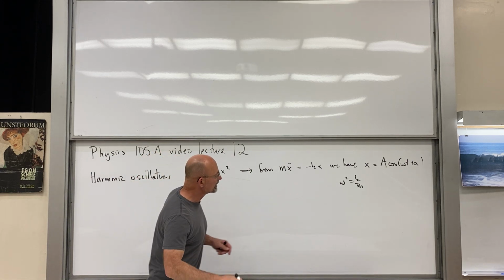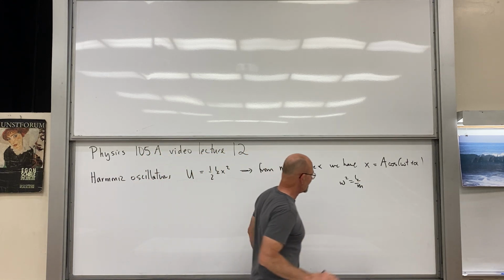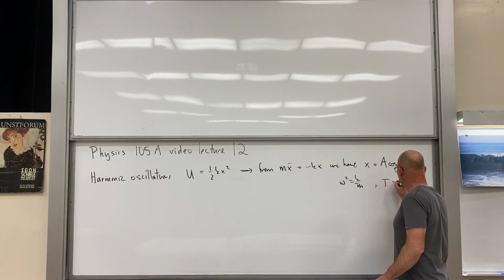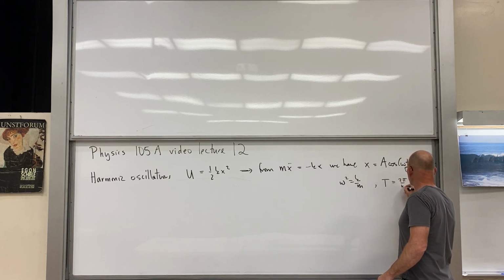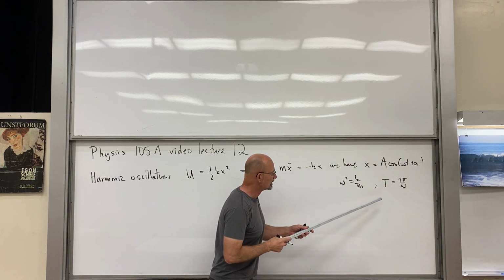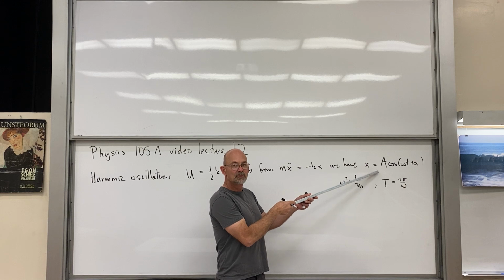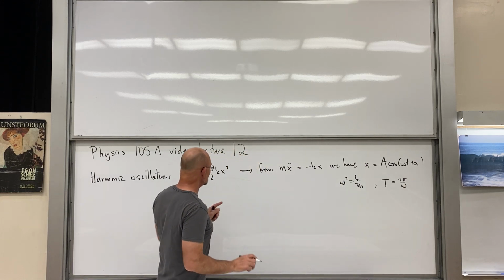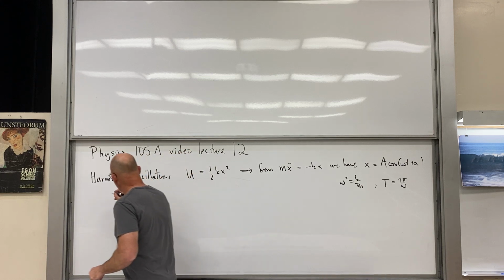We have the period, and I'll put this here: T is equal to 2 pi divided by omega. We see that the frequency and the period are completely amplitude independent. Okay. Good. So what are the systems we want to look at?